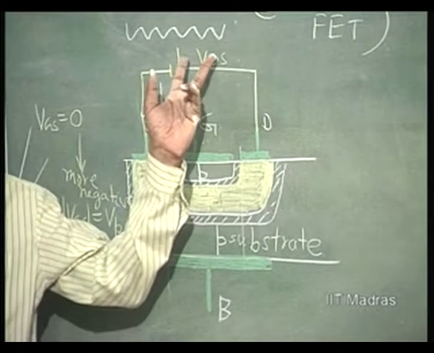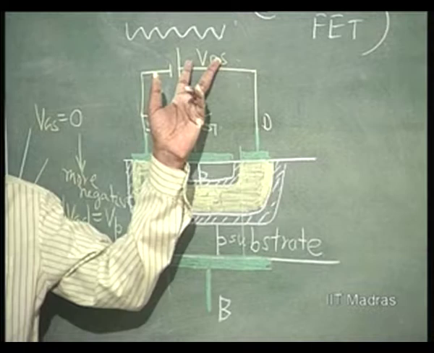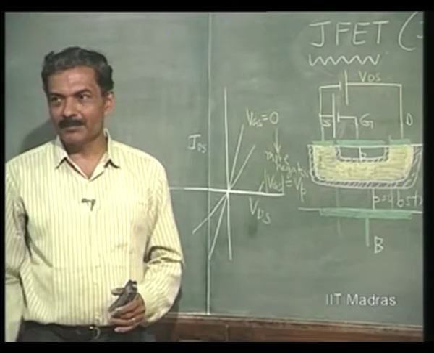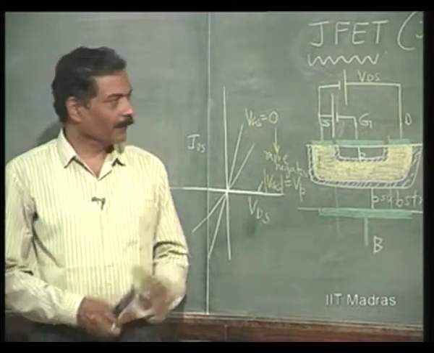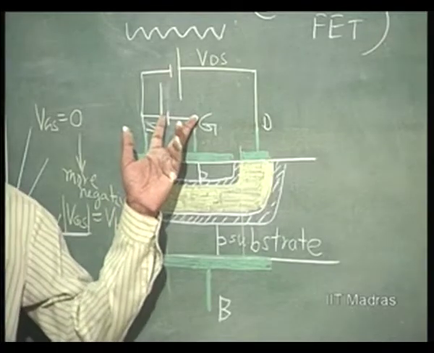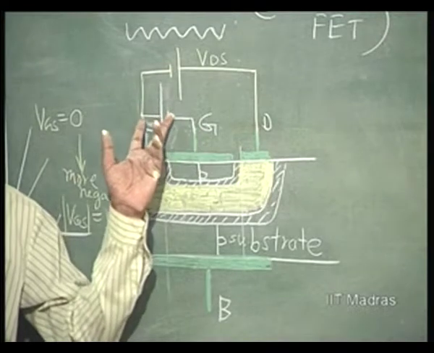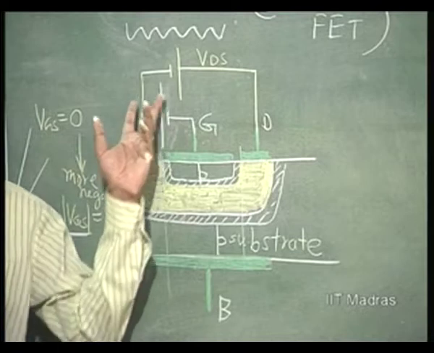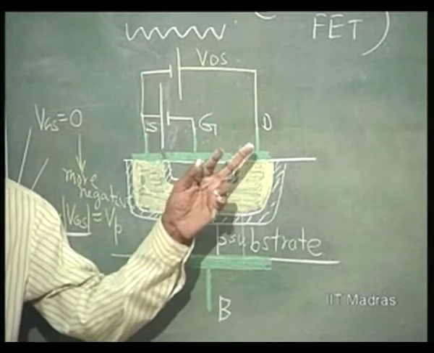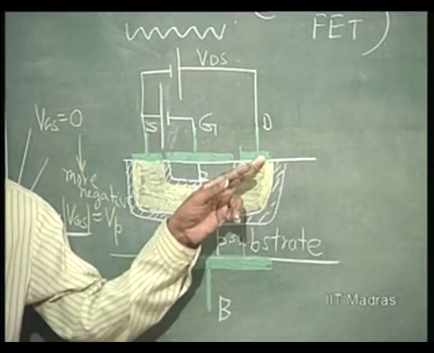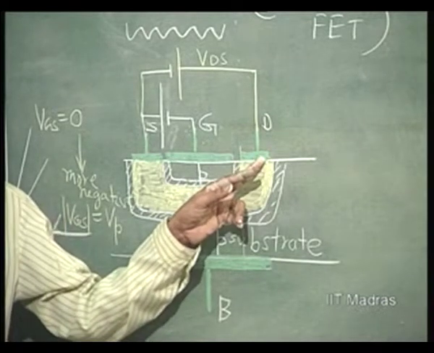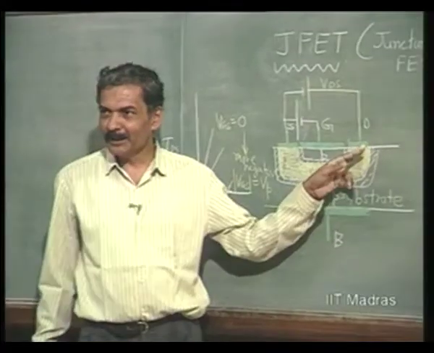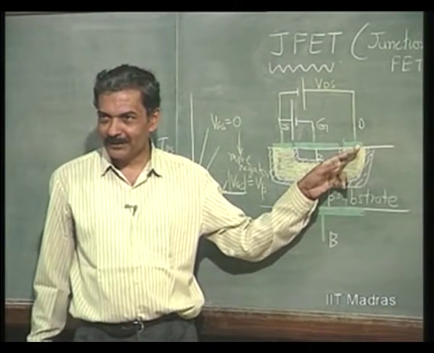What is the value of VDS that I have to apply in order to close the channel? Have you understood the problem? Okay, we will say VGS equal to 0 volts. What is the voltage VDS that I have to apply in order to close the channel here in magnitude? Pinch off voltage, right. So, that by definition is the pinch off voltage.